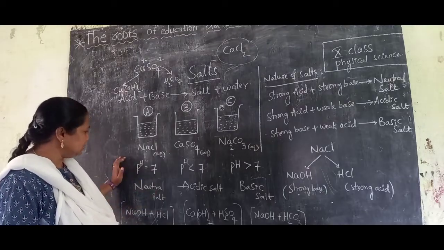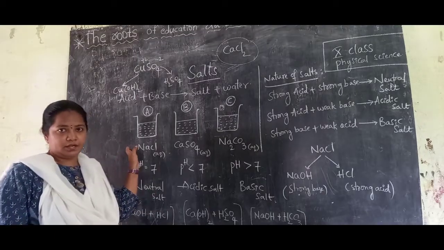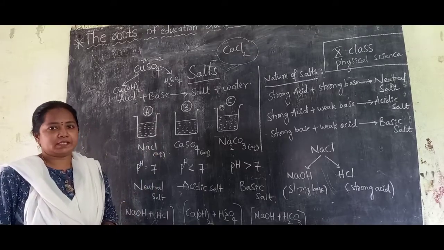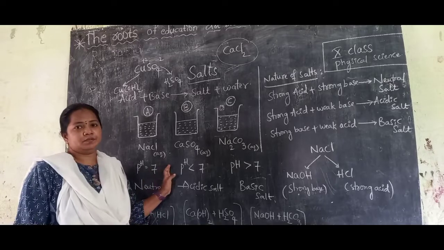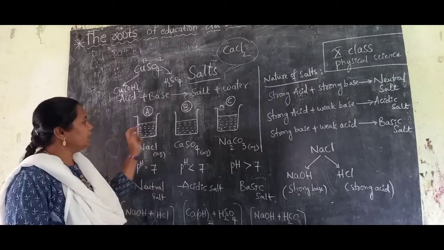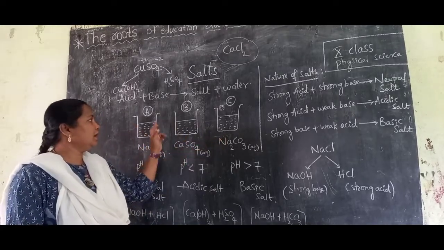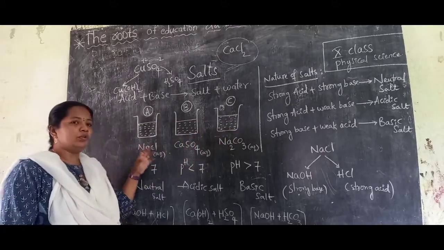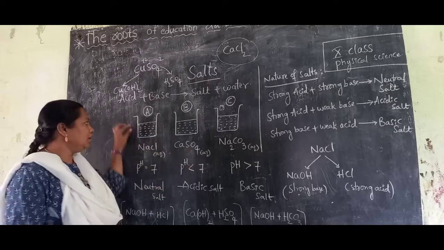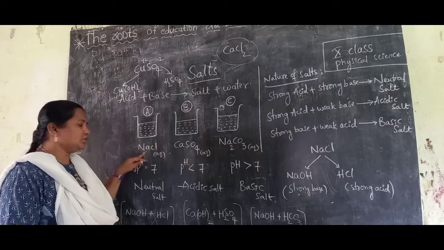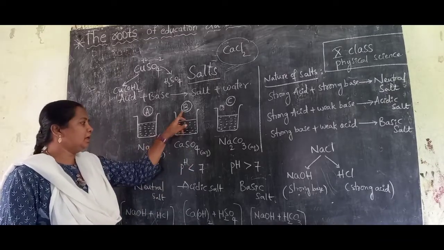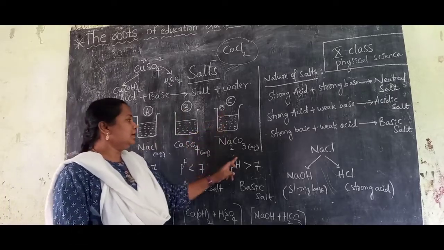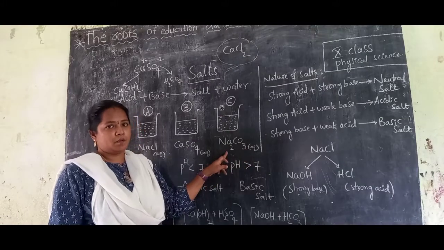We can find out the nature of the salt, whether it is a neutral salt, acidic salt or basic salt, by doing this activity. For this we need to take 3 beakers, A, B, C. In these 3 beakers, take the aqueous solutions of 3 salts. In beaker A, take the aqueous solution of sodium chloride. In beaker B, calcium sulfate. And in beaker C, sodium carbonate.